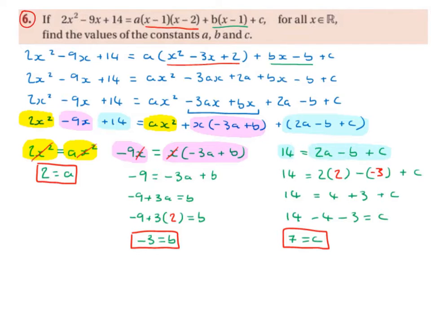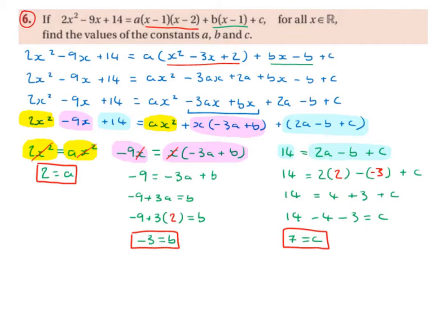Now we're going to put like to like. So we're going to start off with the x² terms. So we're going to have 2x² is equal to ax². So we're going to forget about the x²s and just end up with 2 is equal to a. So we found what a is equal to. Now we need to find b and c.